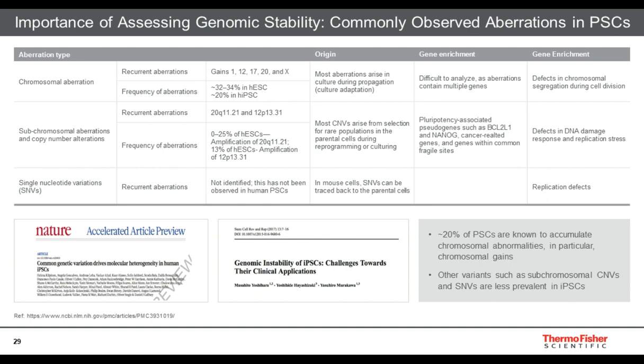So there's a big importance in assessing the genomic stability of pluripotent stem cells. Based on the literature, about 20% of PSCs are known to accumulate chromosomal abnormalities, in particular chromosomal gains. There's other variants such as subchromosomal CNVs and SNVs that are less prevalent in iPSCs. But as you can see, there's a couple of papers referenced here. And the most common chromosomal aberrations are gains or deletions. So the frequency of aberrations in human ESCs is 32 to 34% and 20% in the induced pluripotent stem cells.